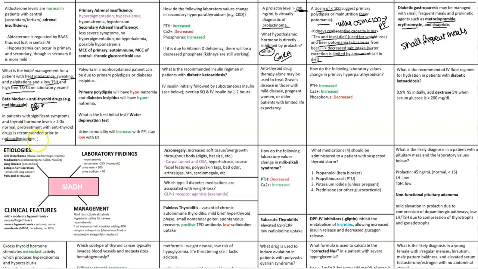But remember, the one case where you don't really want to give radioiodine therapy is when they have ophthalmopathy. So just remember that. Those are eyes, by the way. So when they have ophthalmopathy, you don't want to give radioactive iodine because that can make it worse.